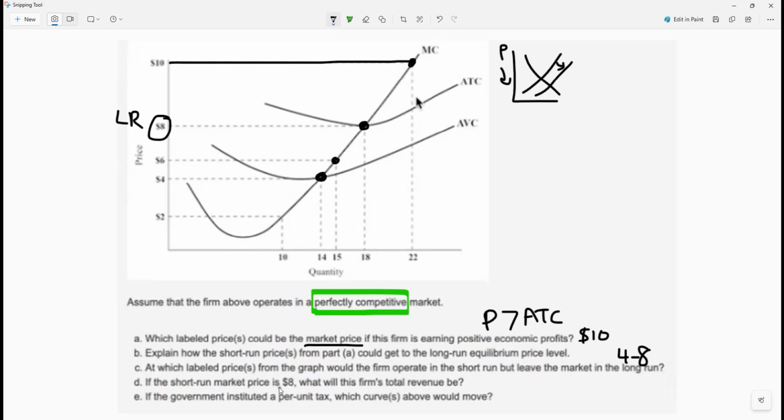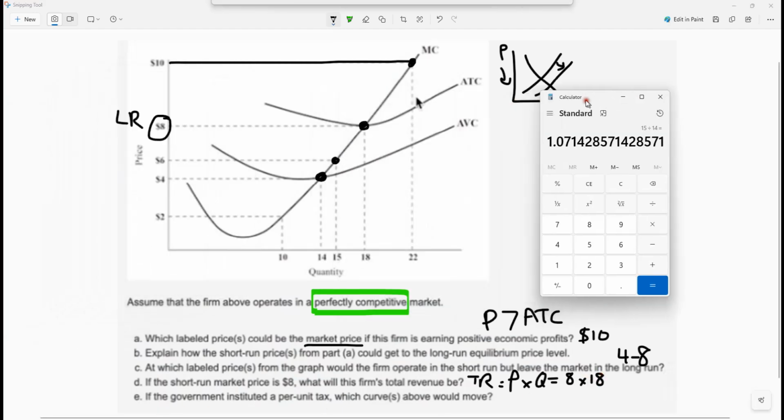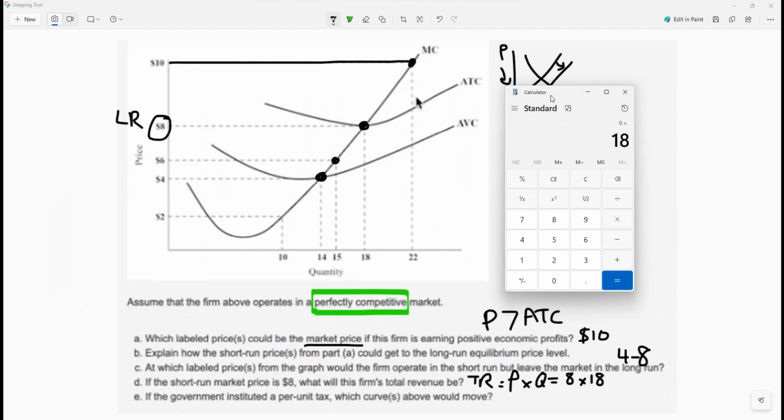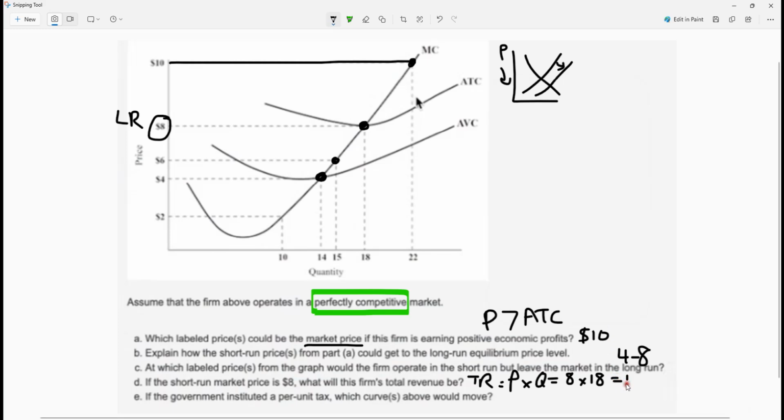If the short run market price is $8, what will the firm's revenue be? So total revenue is just going to be price times quantity. So in this case, we're going to say that the price is $8. We're going to multiply that by 18. 8 times 18, let me see if you can see my calculator. You can. 8 times 18 is 144. So 144 will be the total revenue. Okay, and we're done there.